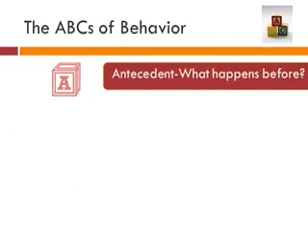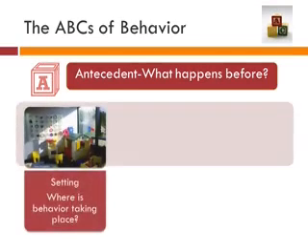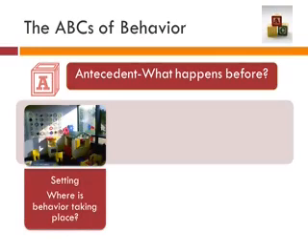The A in the ABC stands for antecedent. This refers to what is happening before the behavior occurs. It involves three elements. The first element is the setting. Where is the behavior taking place? Is the behavior occurring in the classroom, out on the playground, or in the cafeteria? Within the classroom, you can even look at areas such as your home center, science area, or reading area, because those are also individual settings within the classroom.